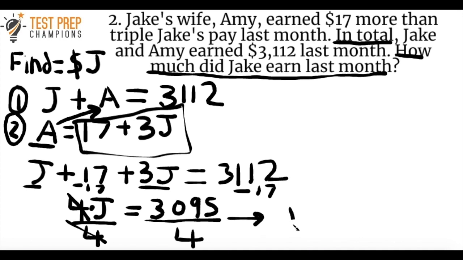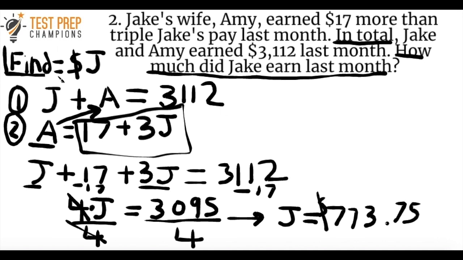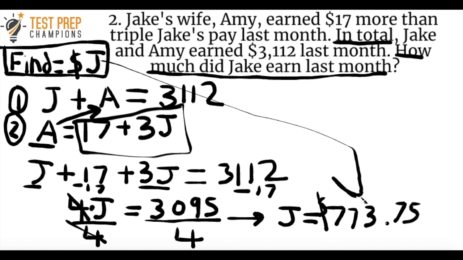And so what are we left with? Well, we're left with J, and that's equal to $773.75. And that is Jake's earnings. So what did we initially want to find? We wanted to find Jake's earnings, or the amount that Jake earned last month, and our value here is $773.75. That makes sense, that can work, and so we are done.